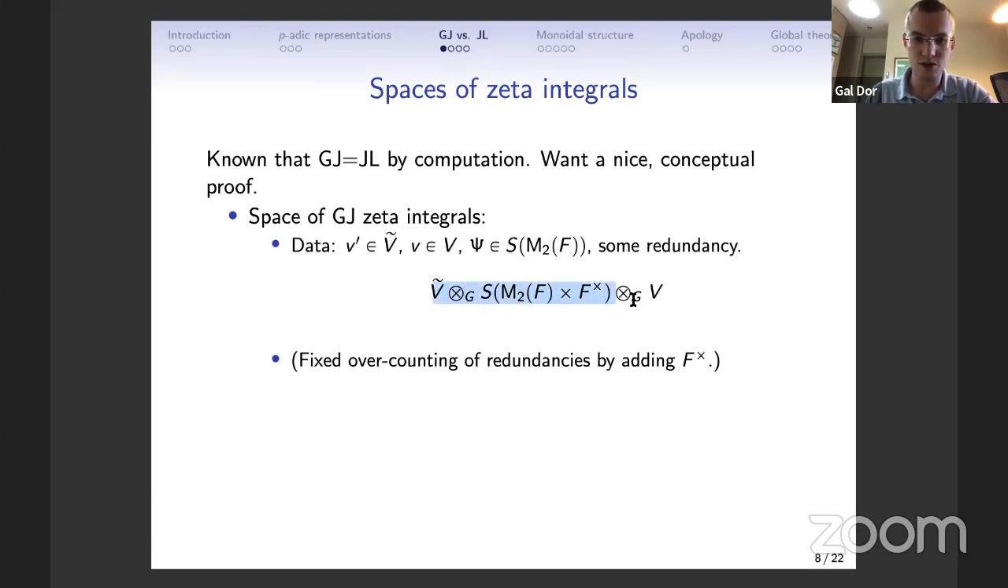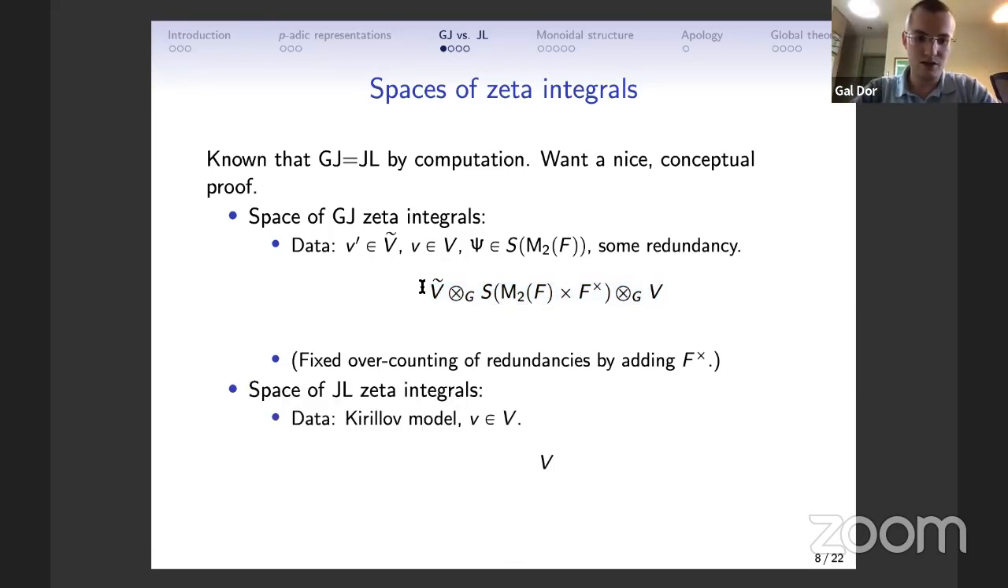So for every element in this vector space, which is the tensor product of V tilde, the space of M to F times F star, and V, I get a Godement-Jacquet zeta integral, and this doesn't have any obvious redundancies anymore. So that's the space that I'm going to say parameterizes Godement-Jacquet zeta integrals. Elements of this space are going to be the elements of the space of zeta integrals. And then there is the space of Jacquet-Langlands zeta integrals, which are now characterized much more simply.